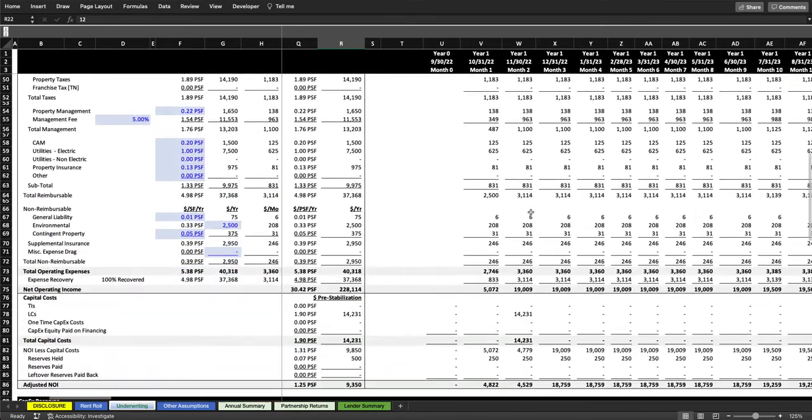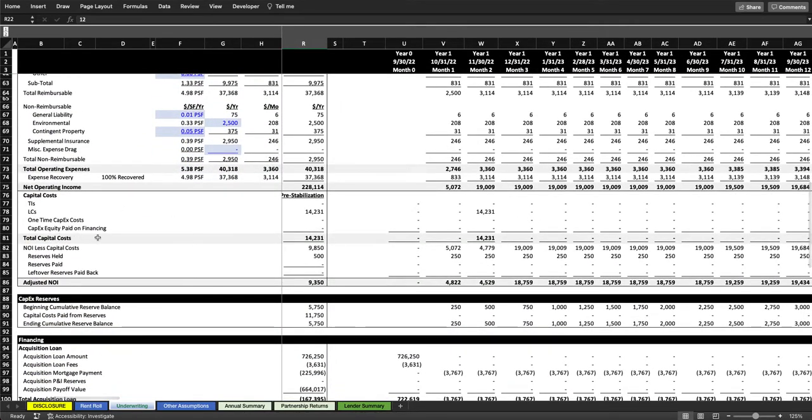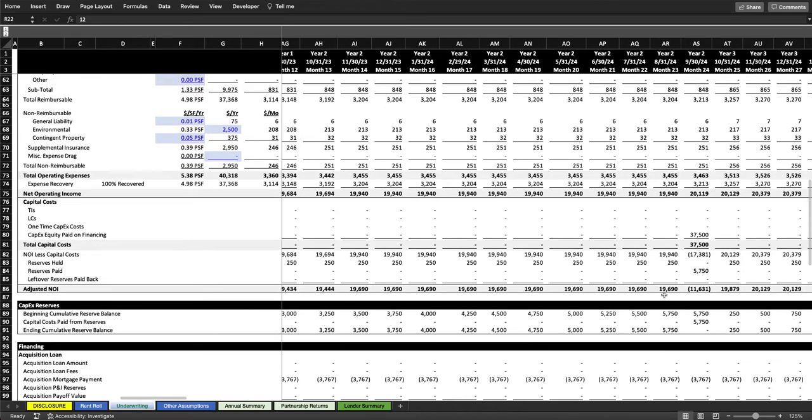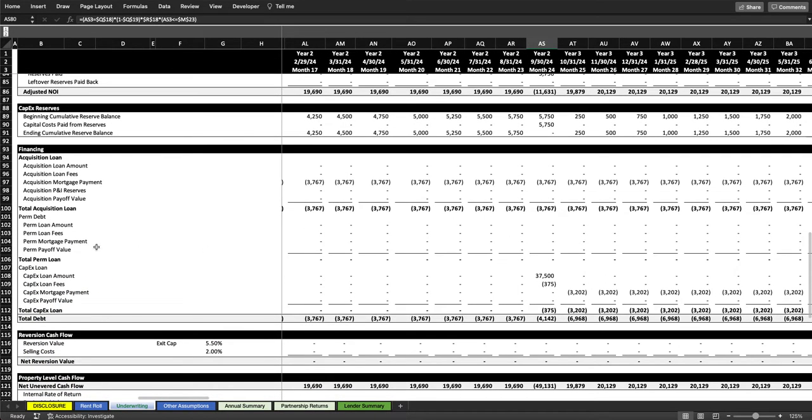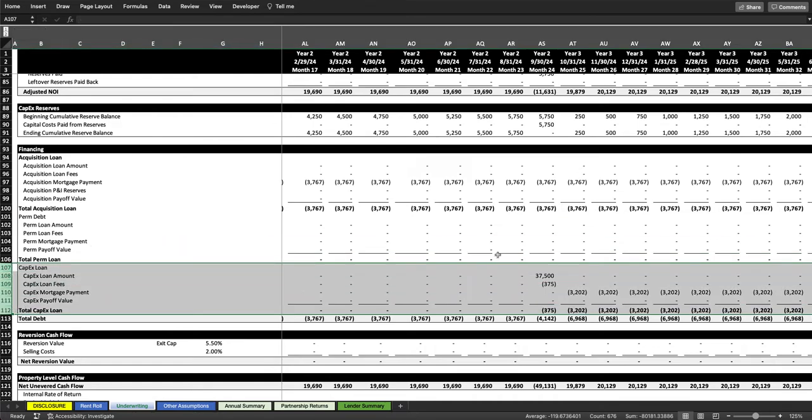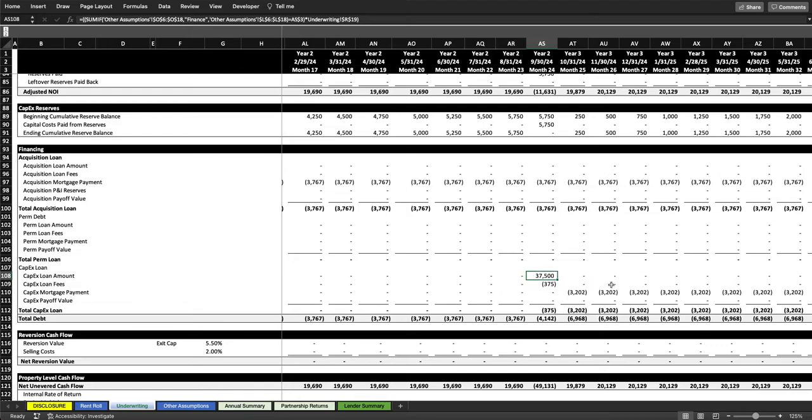So now what happens is you'll notice in the capital expenditures section paid on equity, you're paying that $37,500 in month 24. And then you have this total CapEx loan section. You'll see you're paying $37,500. The loan fees that you're paying, $37,500 because that's the equity section. But this is the loan amount.